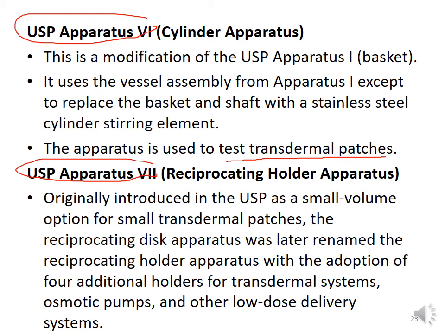Apparatus 7 was originally introduced in the USP as a small volume option for small transdermal patches. The reciprocating disc apparatus was later renamed the reciprocating holder apparatus with the adoption of 4 additional holders for transdermal systems, osmotic pumps, and other low-dose delivery systems.